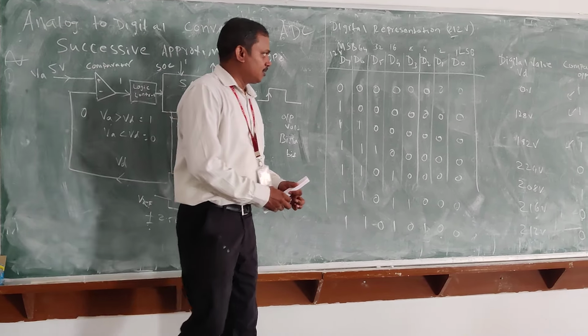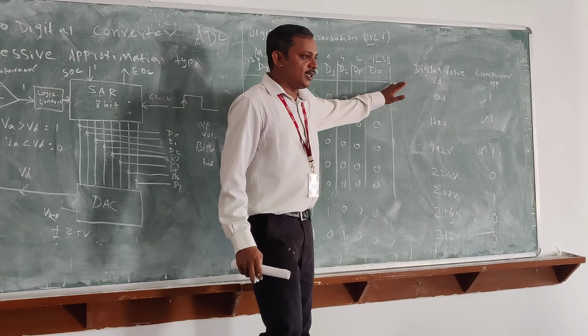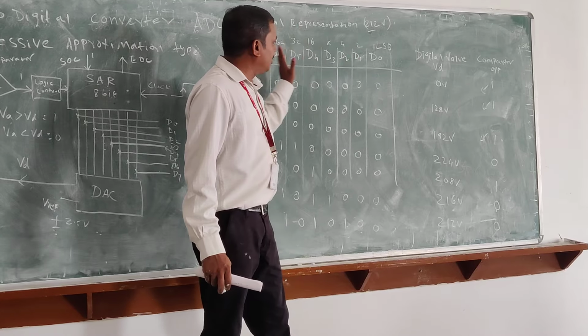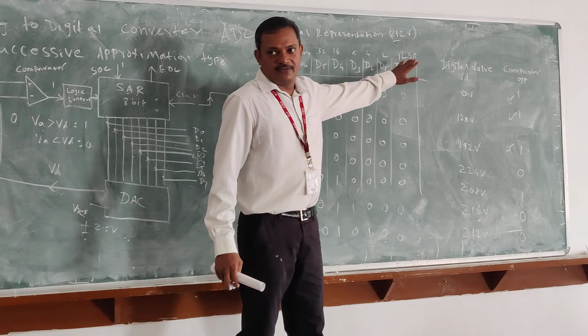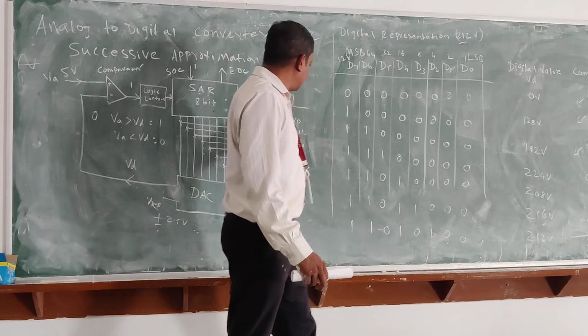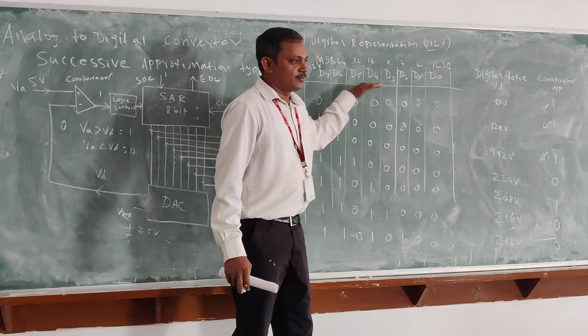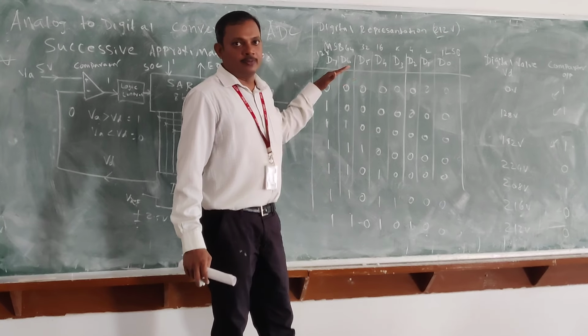That's what we are doing with the help of this table. Initially the data starts from the LSB and ends with the MSB, least significant bit to most significant bit. I am using 8-bit because this ADC contains an 8-bit register. So these are the outputs I am going to verify.